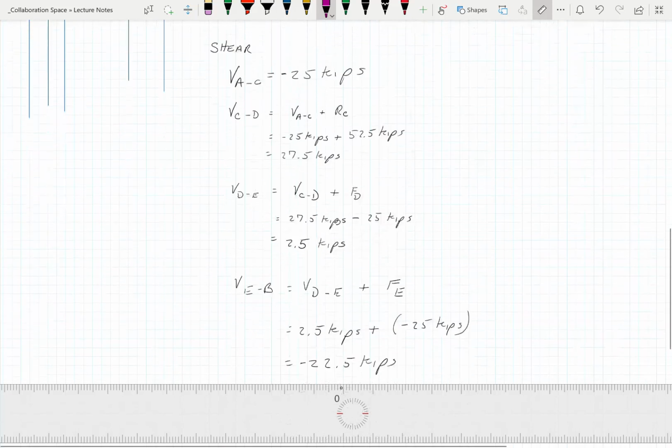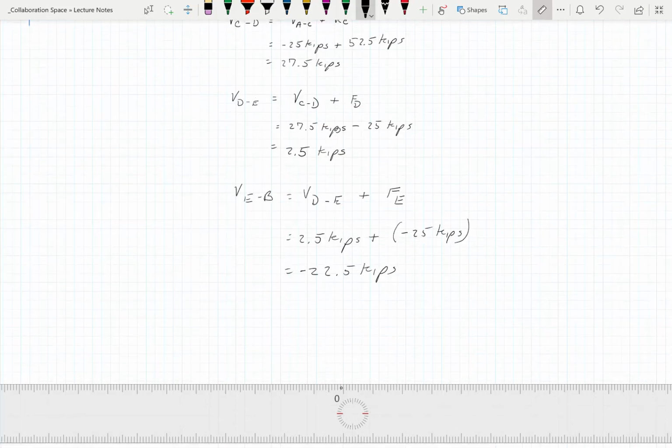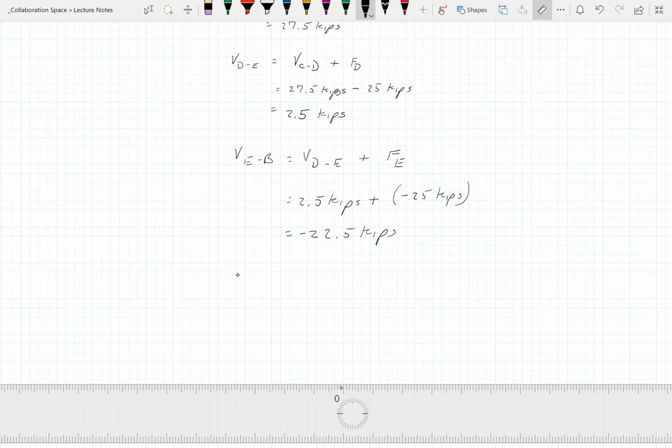And the last check to this thing is really simple, but it shouldn't be too complicated. V at B is going to be equal to VEB plus the reaction at B. This should be negative 22.5 kips plus 22.5 kips. Better be equal to 0. Okay.